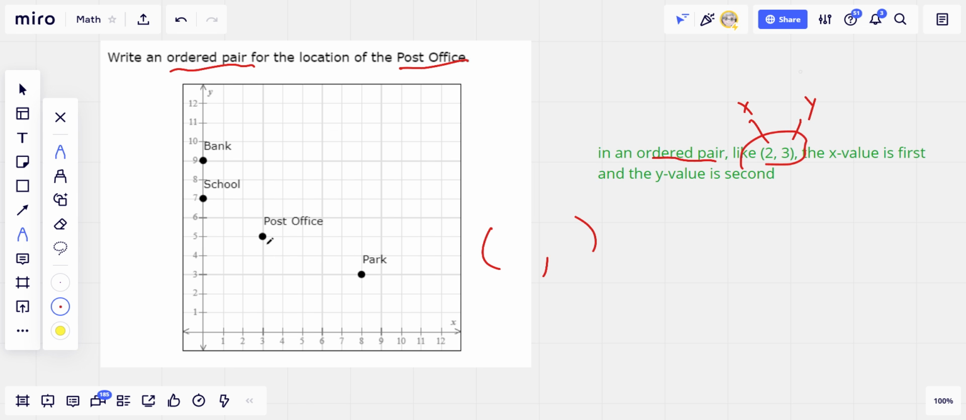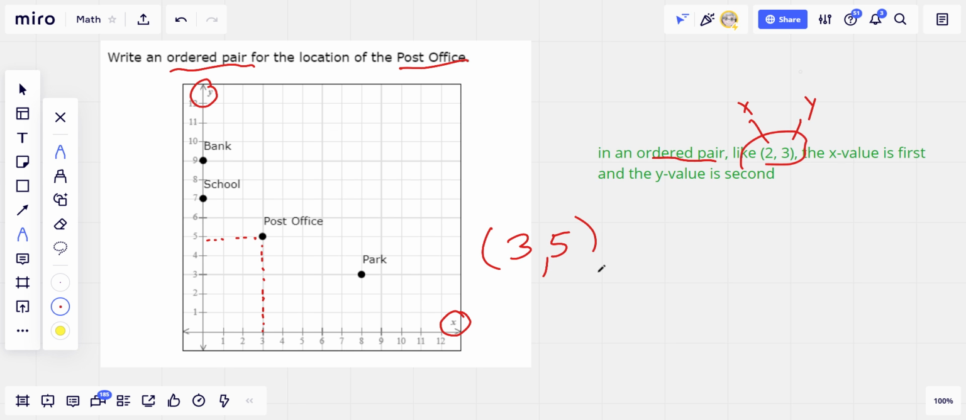So the way to do that is to drop a line down and see where you end up on the x-axis. This is the x-axis down here. And it looks like we ended up at 3, so that's our x-coordinate. And then the y-coordinate we can get by going over to the y-axis. This is our y-axis, and see what number we're at. And it looks like we're at 5. So the location of the post office is at 3, 5.